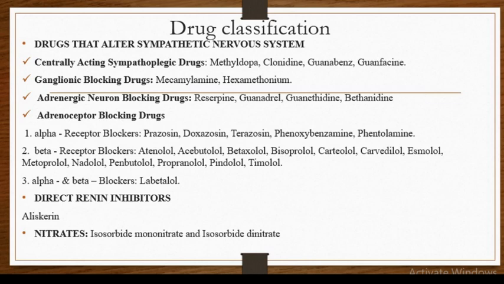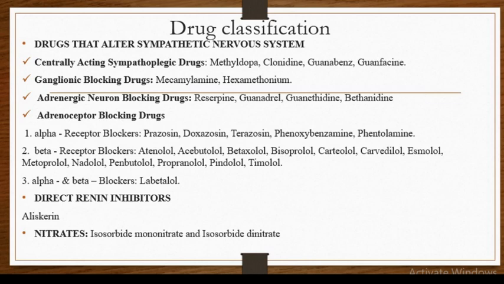The next class of drugs we can talk about are the nitrates. What the nitrates basically do is they induce venodilation. They work on the venous system, causing venodilation, and once there is dilation of the veins, venous return will decrease, and once venous return decreases, the cardiac output will also decrease.